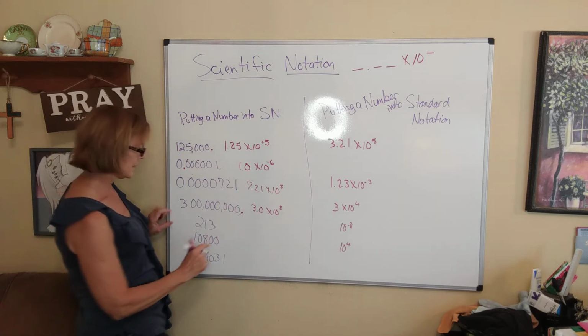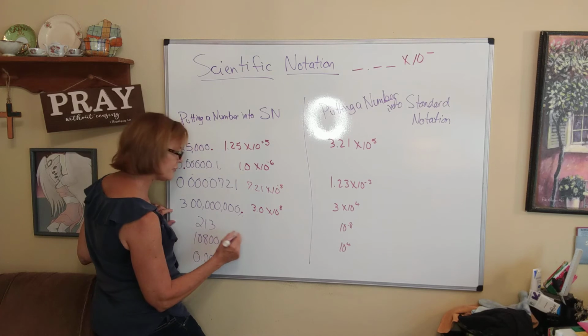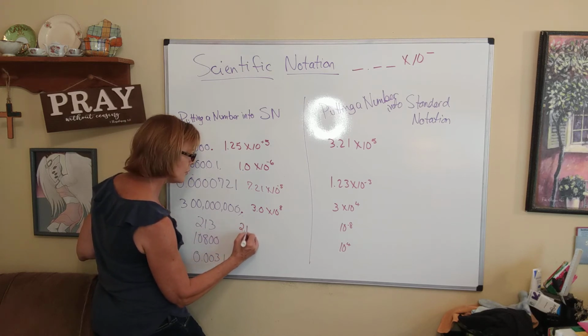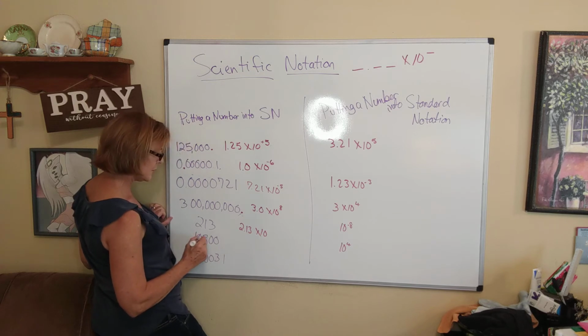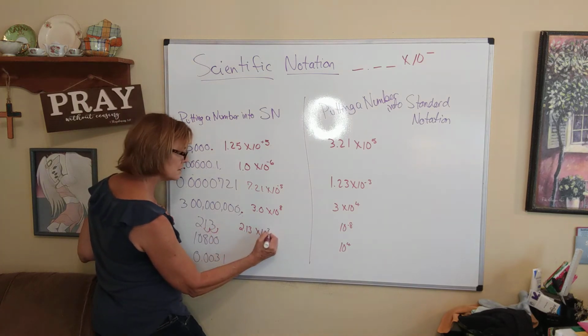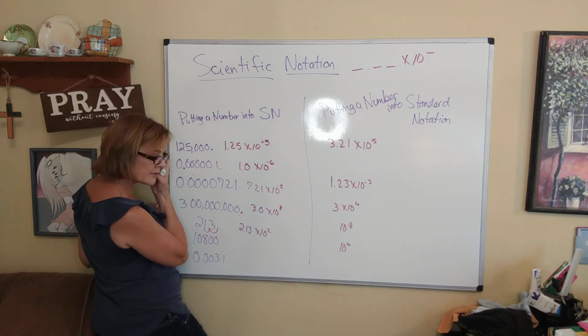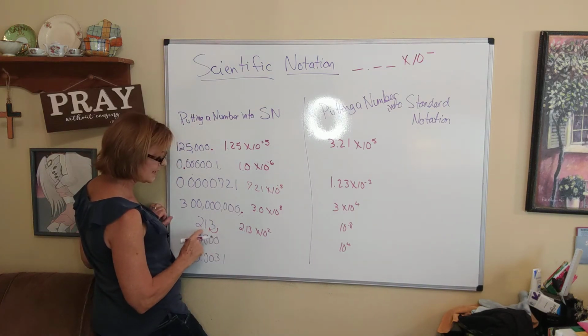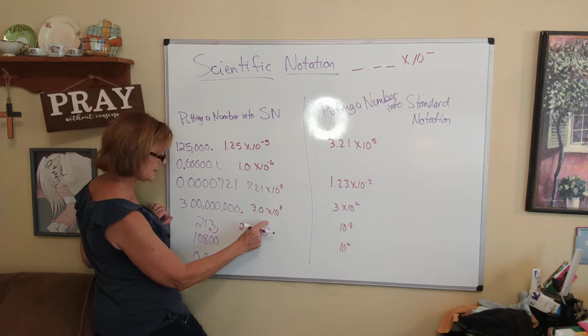2.13. This is going to be, 213 will turn into 2.13 times 10. Where's the decimal? It's right here. I had to move it 2 times. Will this be positive or negative? Well, 213 is bigger than 2.13. That is positive.